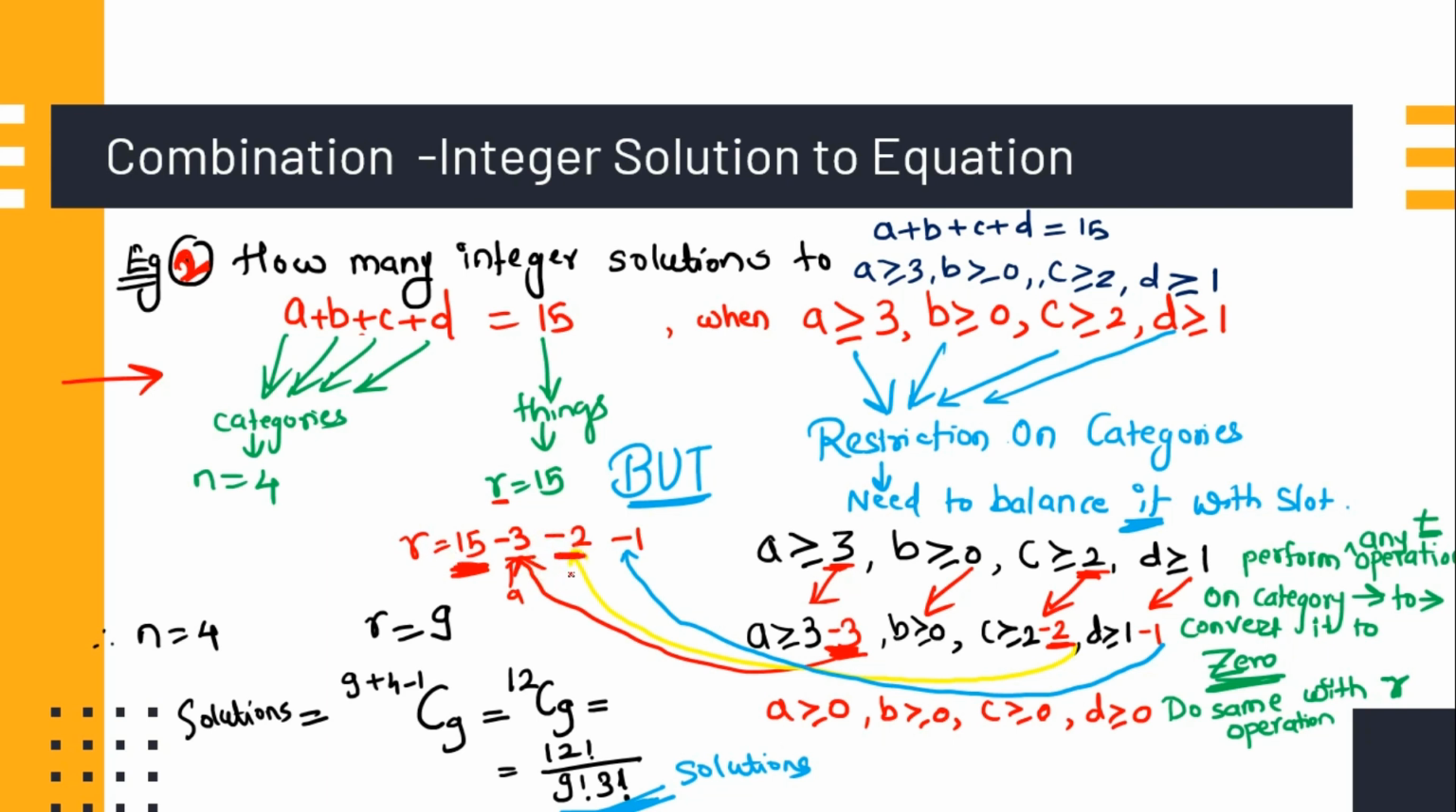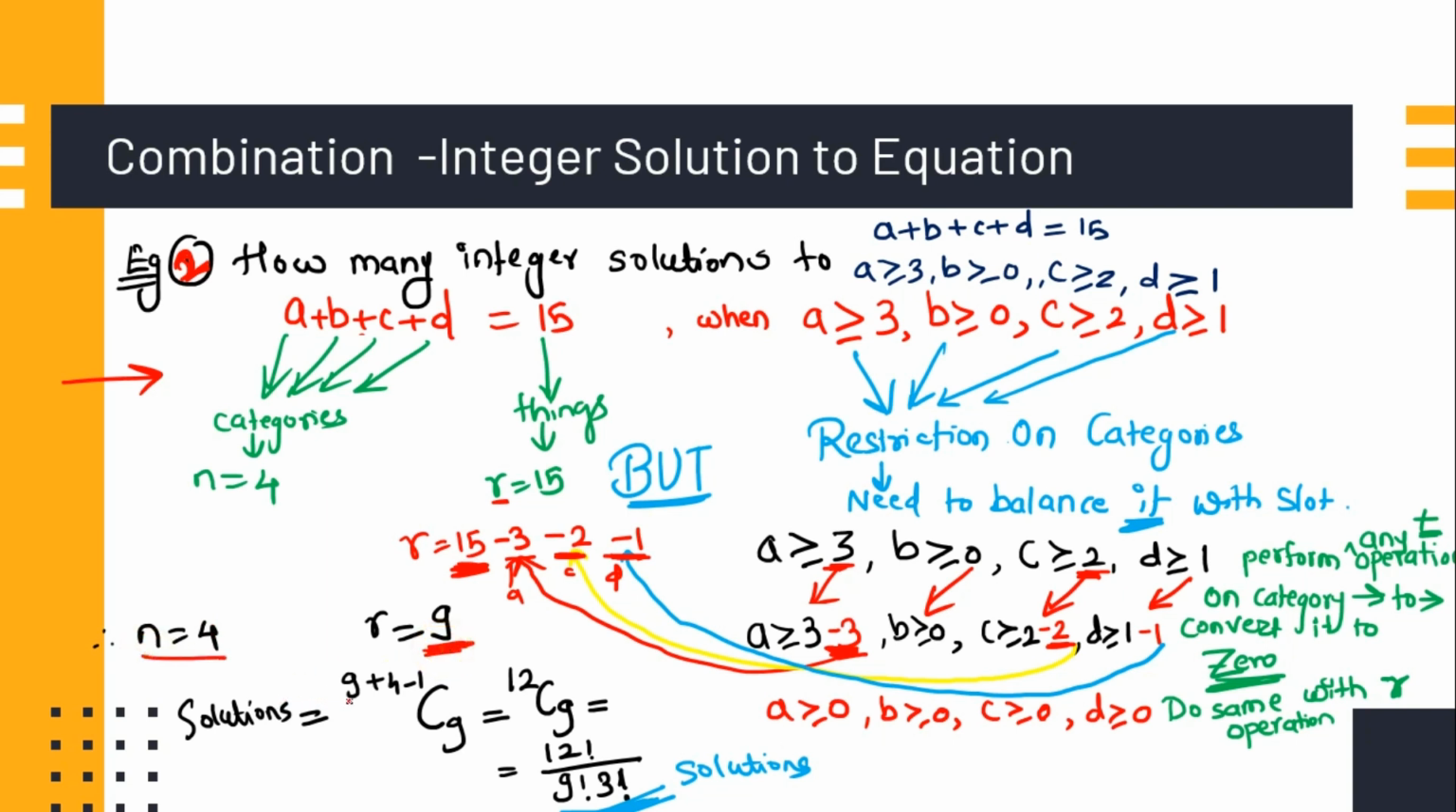So this is balancing for the C, and D started from 1, so we will subtract 1 from this, then we will get 0. D is greater than or equal to 0. The same thing we will subtract from the R. This is for D. So if we perform this operation, we'll get that R is equal to 9. So just take this new value for our calculation of the solution. Our new values are n is 4 and R is 9.